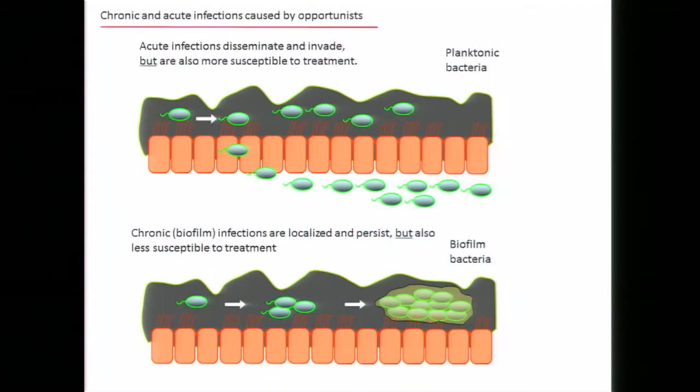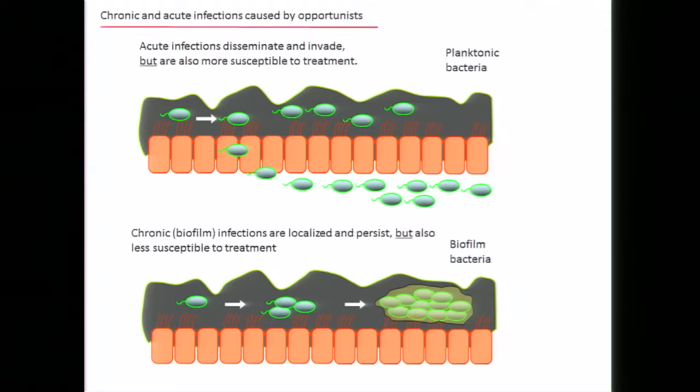The two types of infections that we talked about, the chronic and the acute infections, can also be broken down into how they cause disease. Really simplistically, the acute infections oftentimes disseminate. They enter into the body, disseminate, and invade. These organisms are typically called planktonic bacteria. They're free-swimming, and they invade tissues, and they can cause a very acute illness. But they're also much more susceptible to treatment.